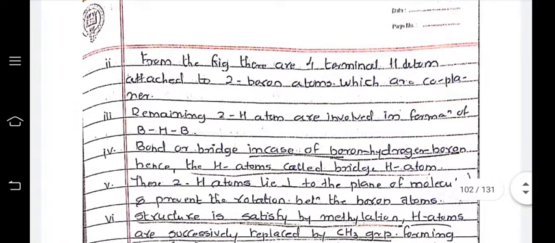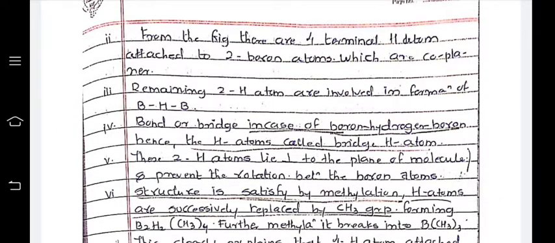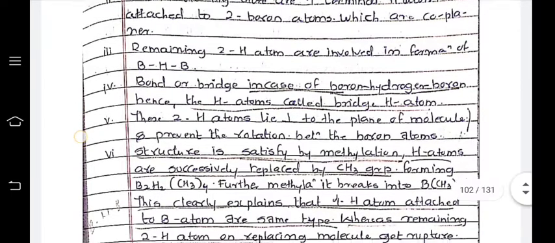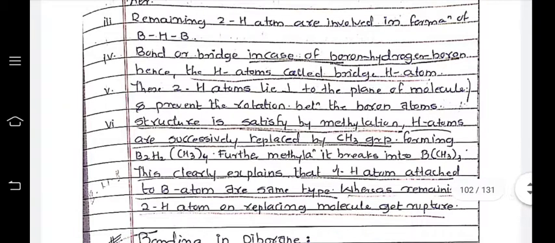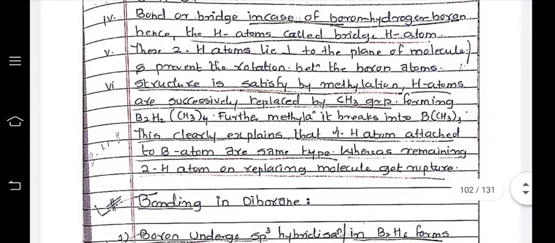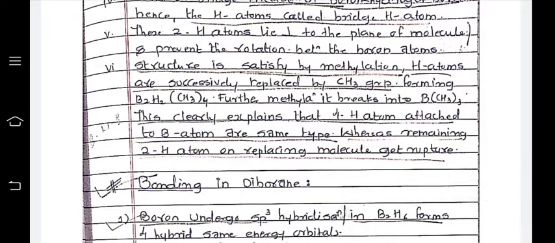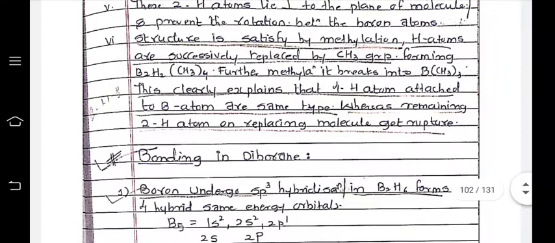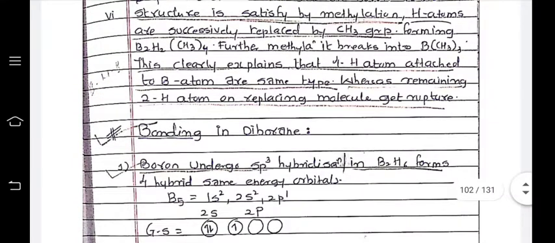From the figure, there are 4 terminal hydrogen atoms attached to the boron atoms which are coplanar. The remaining two hydrogen atoms are involved in the formation of the boron-hydrogen-boron bridge, hence these hydrogen atoms are called bridge hydrogen atoms. These two hydrogen atoms lie perpendicular to the plane of the molecule and prevent rotation between the boron atoms. The structure is supported by methylation.